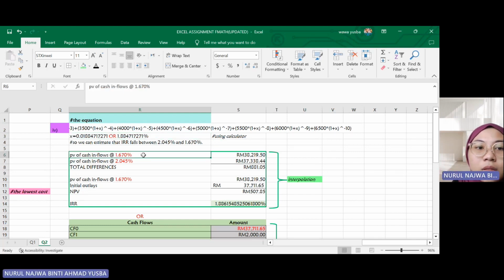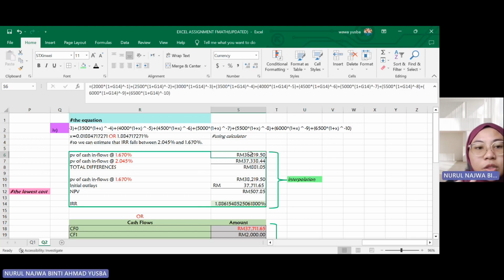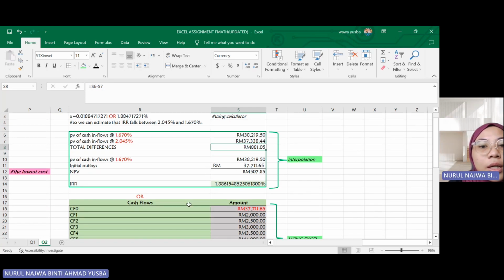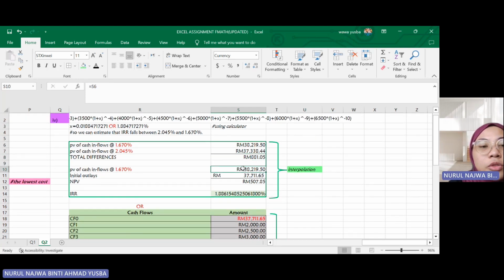I calculate the PV of cash inflow for 1.670% for each cash inflow, and then I got 28219.50. The other one is 2.045%. I changed the interest, and then I subtract this one with this one. I got this one, 881.05. And then I search for the NPV. I'm choosing the greater one from the initial investment to get the positive value.